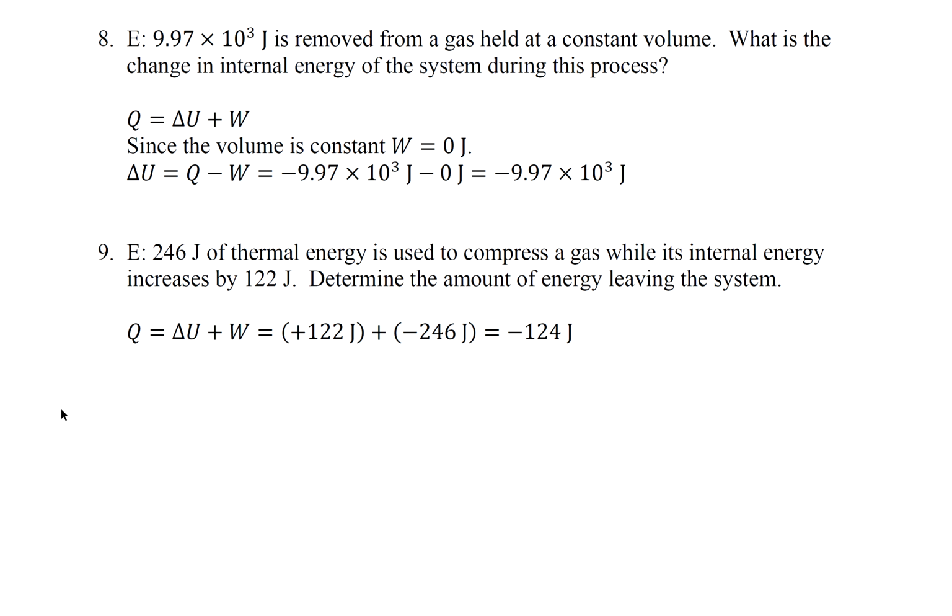Question 9. 246 joules of thermal energy is used to compress a gas. Compressing a gas means work is negative, right? While its internal energy increases by 122 joules. Determine the amount of energy leaving the system, okay? The internal energy increases, so delta U is positive, 122. This compresses a gas, so the volume gets smaller, so the work is negative.